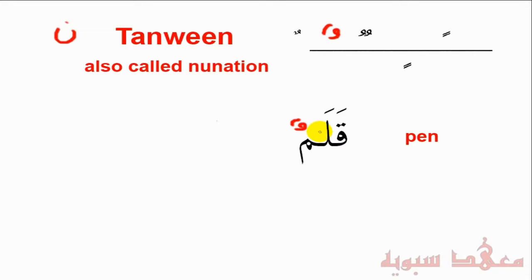It's pronounced as the following. It's the dhamma at the end, followed by, let's take this off, because we're going to put a noon at the end. A noon. With a sukoon. So qalamun. That's how it's pronounced, and this is how it's written. So you never write a tanween like this.